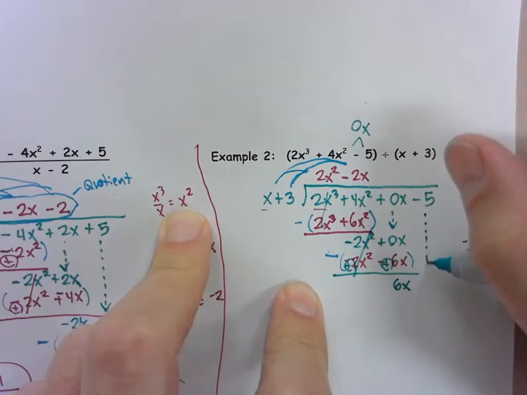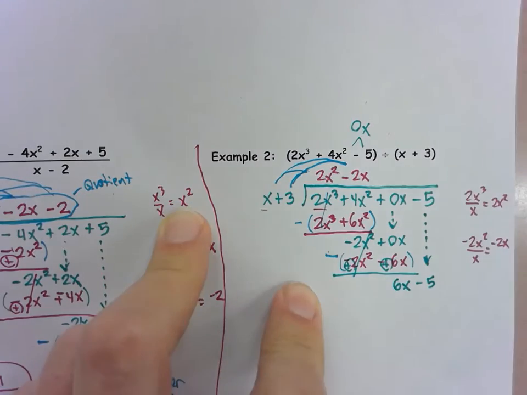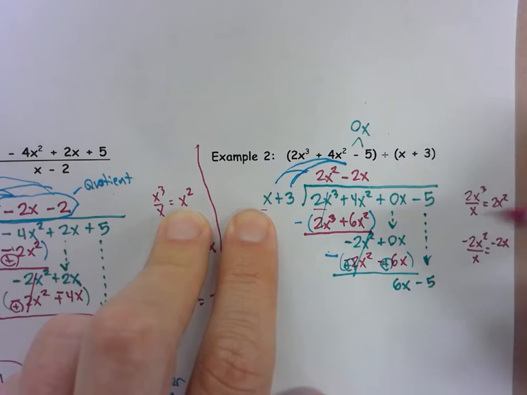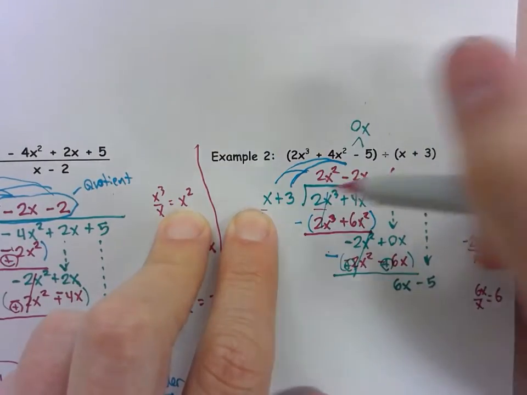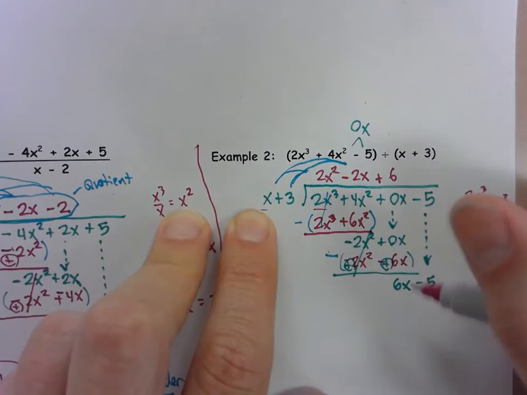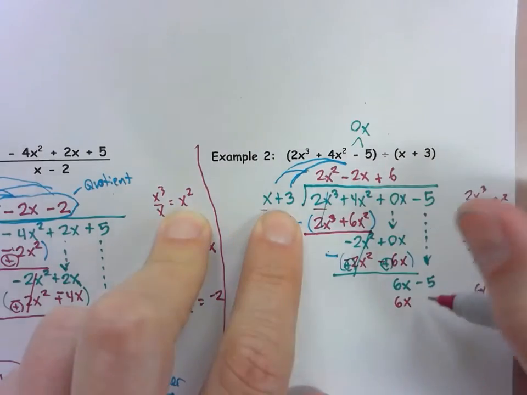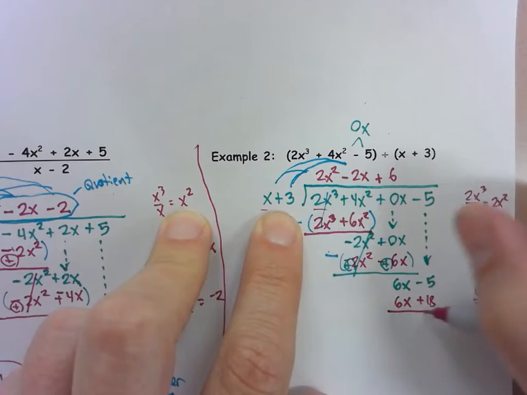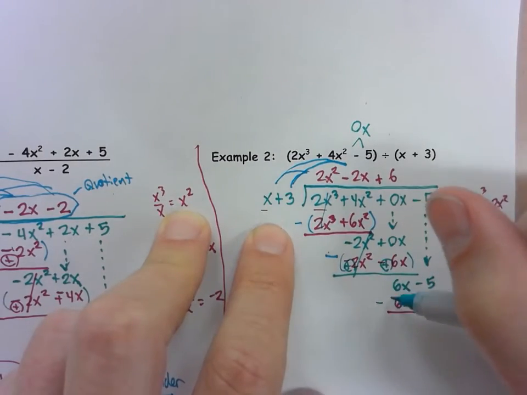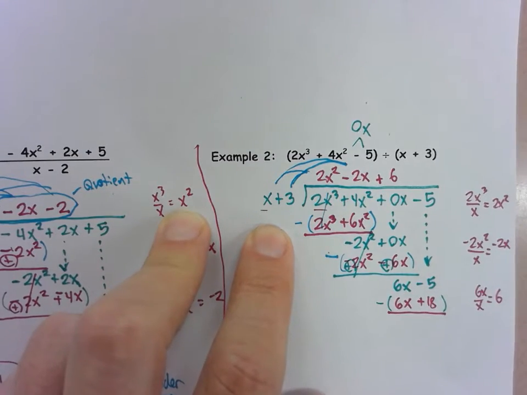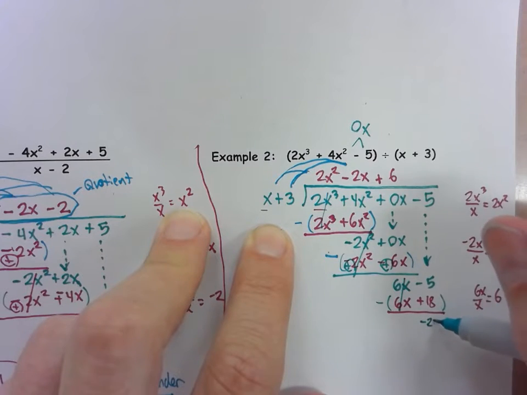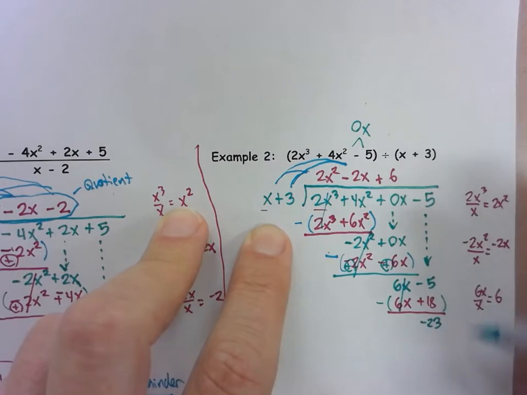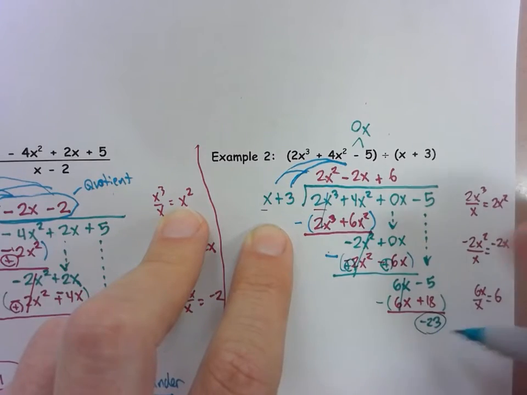One last number to bring down, minus 5. How many times does x go into 6x? Well, 6x divided by x is 6. So we have 6 here. We're going to distribute 6 times x. 6 times x is 6x. 6 times 3 is 18. Minus, let's see what we get for a remainder. These will cancel out. Negative 5 minus 18 is negative 23. Nothing left to go here, so we have our remainder.